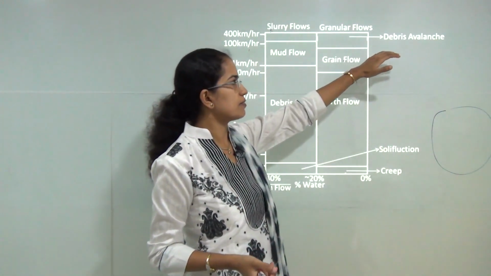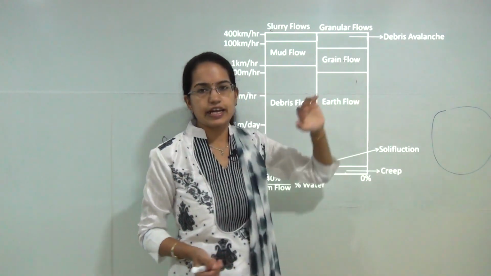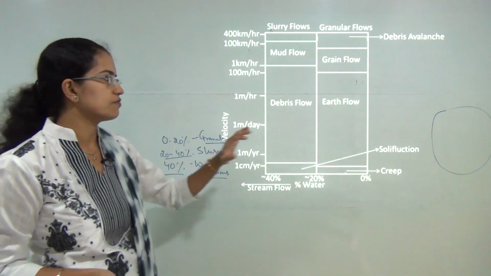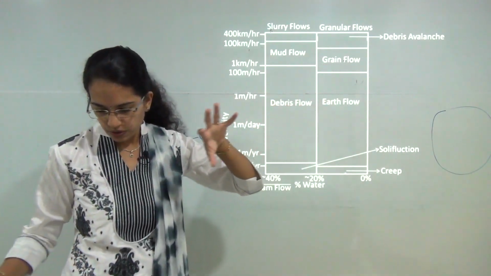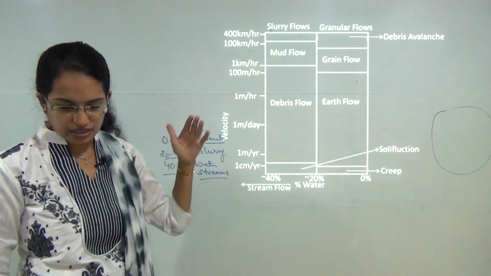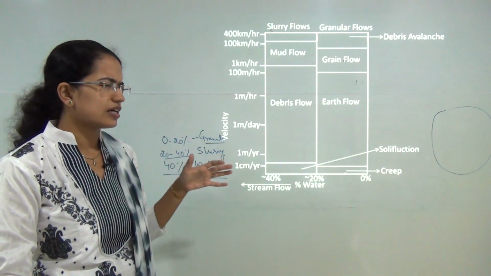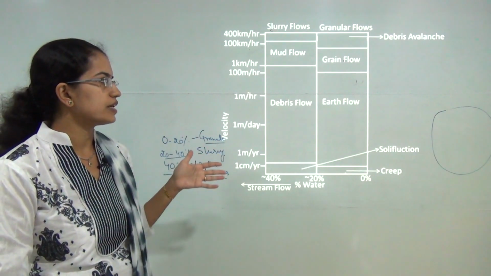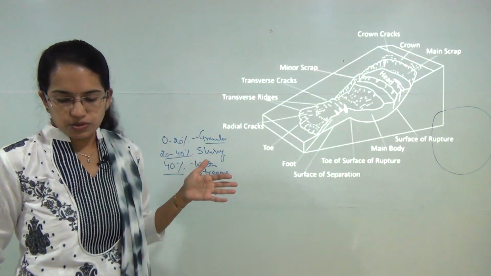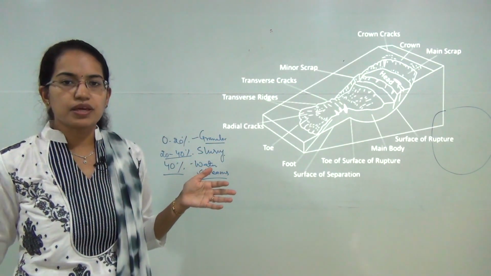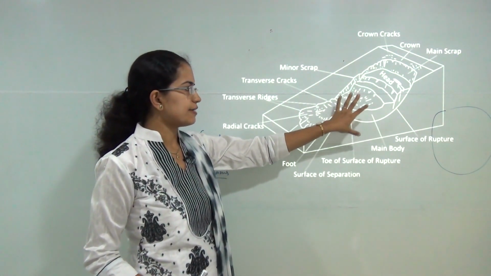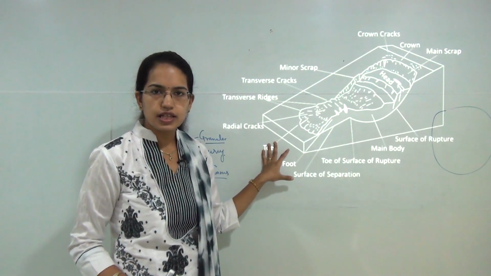The velocity for debris avalanche is very high, and grain flow is comparatively slower than debris avalanche but faster than earth flows. And this grain flow mainly occurs in the areas of sand dunes and towards the region where you have steep slopes. Now the most important for this class would be understanding the concept of landslide. So when we talk about landslide, we will understand the components of landslide first.